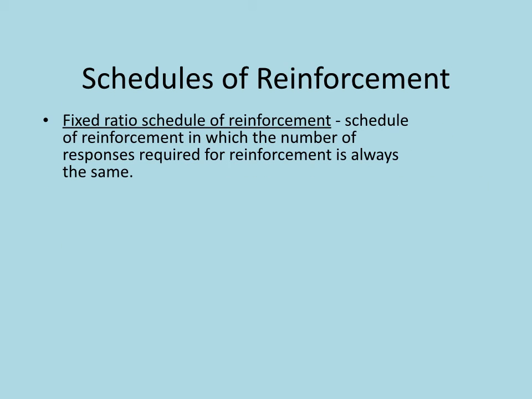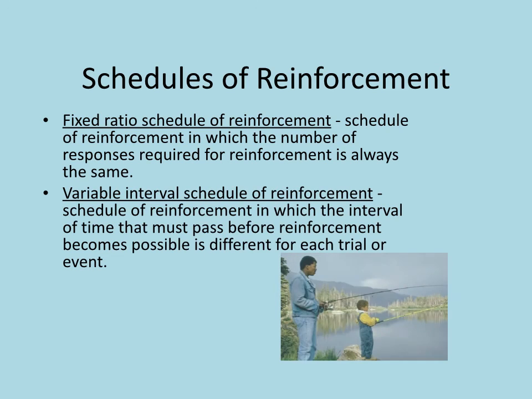So there's fixed ratio and there's variable. Fixed means it's the same thing every time. Variable means it changes. A fixed ratio schedule of reinforcement is when the number of responses required for reinforcement is always the same. So every fifth time, you get a cookie. That's called a fixed ratio. So every time you hit the little button, you get a treat every fifth time. You have to hit the button 1, 2, 3, 4, 5. You get a treat. 1, 2, 3, 4, 5. You get a treat. 1, 2, 3, 4, 5. You get a treat.